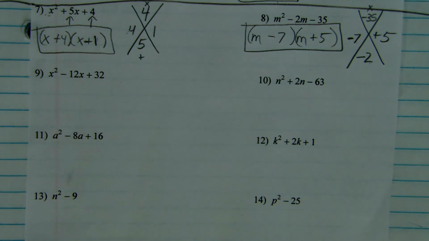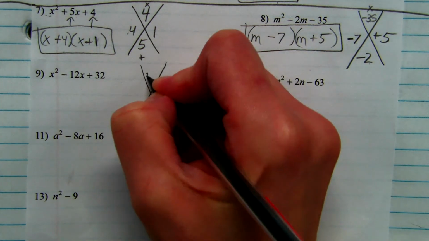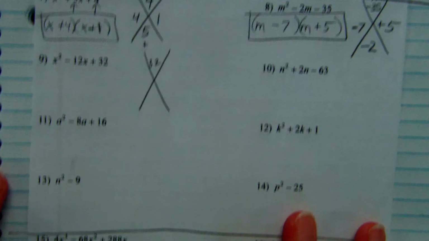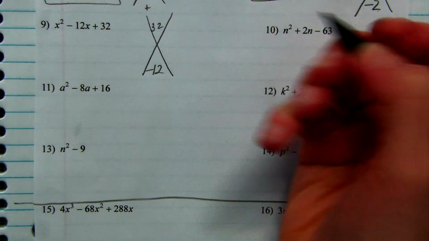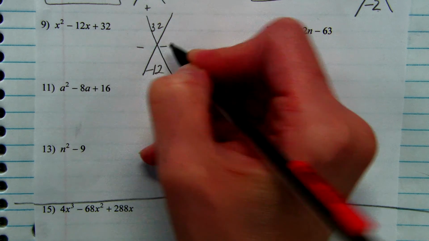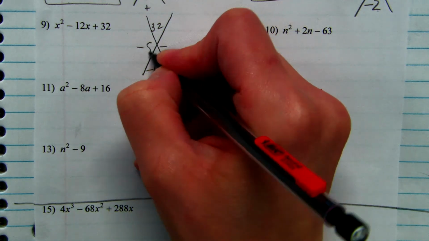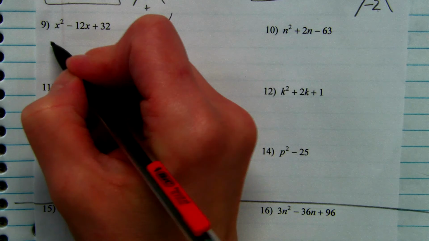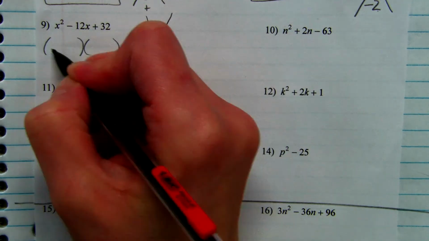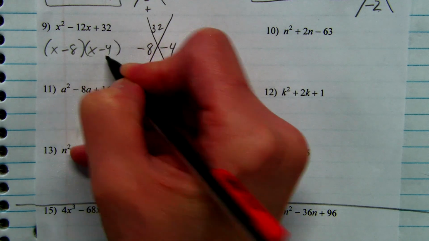Okay? Going on to number 9, we're going to multiply to get 32 and add to get negative 12. So I know it's going to be a negative and a negative. -8 and -4. So we have x's as our variable. They're both negative, so -8 and -4 are in there.